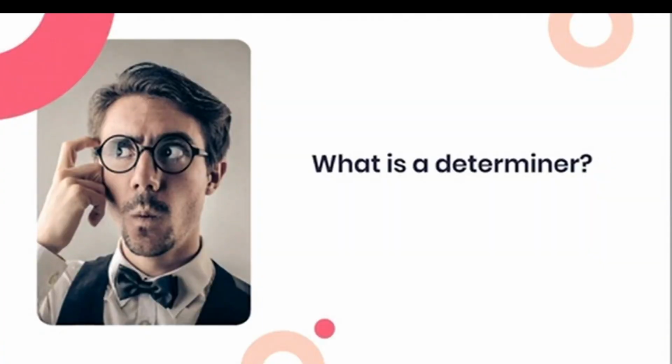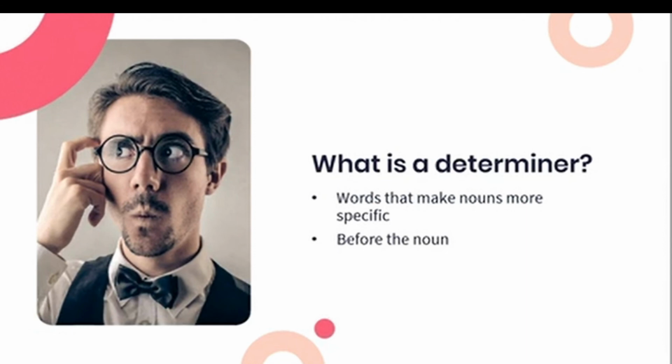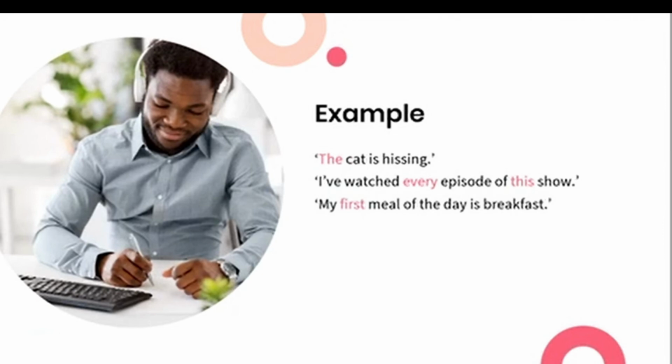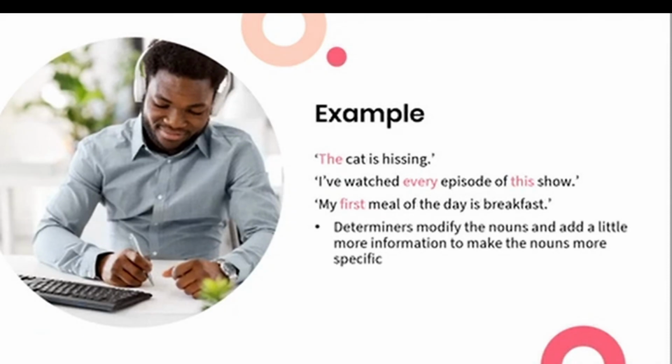Determiners are words that make nouns more specific. Determiners go before the noun. Let's look at some examples of determiners. The cat is hissing. I've watched every episode of this show. My first meal of the day is breakfast. Now, as you can see, the determiners modify the nouns and add a little more information about them. They make the nouns more specific.